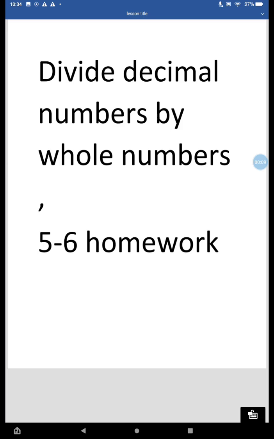Pull out the second page in your packet that says 5.6 homework at the top. Today we're going to be looking at how to divide decimal numbers by whole numbers, okay? Similar to what we covered yesterday, but with one little change.